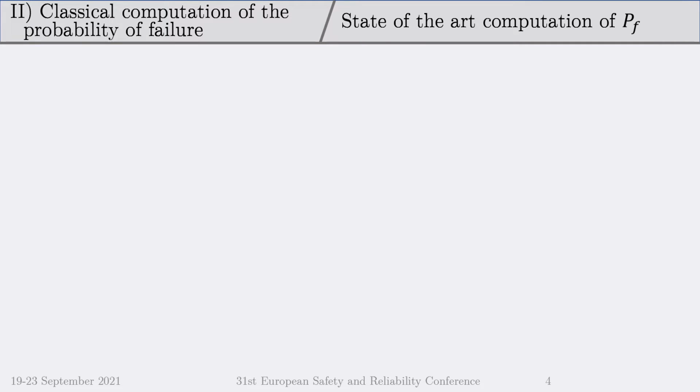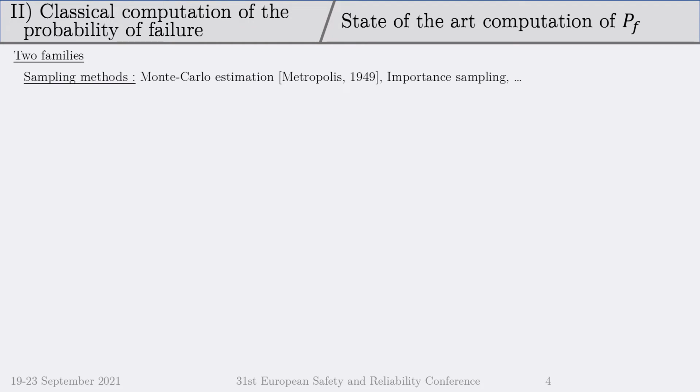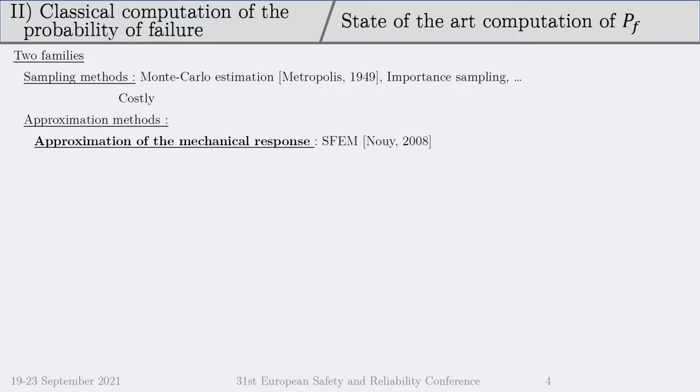So a bit about the literature on the computation of the probability of failure. There are two main families. The first one are the sampling methods, such as Monte Carlo estimation or importance sampling, for example. These may be costly when you are using a FEM code to evaluate the function G. Then you can also use an approximation method, which may be divided depending on the level of approximation. The first level would be the approximation of the mechanical response through stochastic finite element method, for example. This may be intrusive to the FEM code and does not allow to control approximation error.